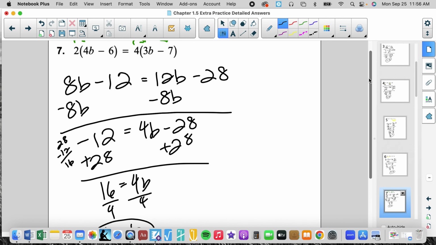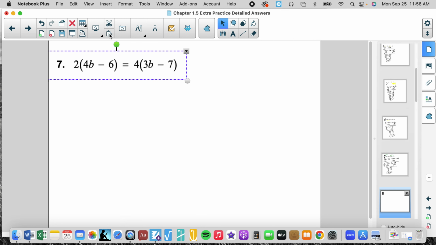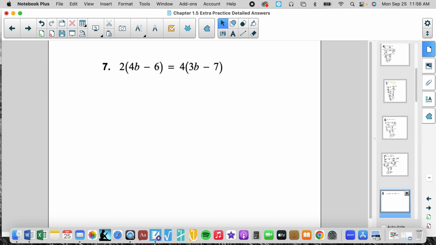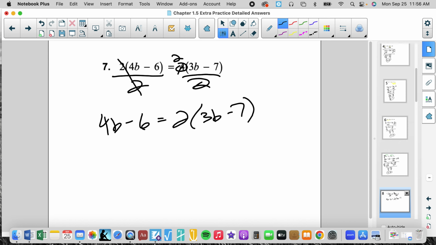Now, the other way we could have done this problem, not necessarily always the most efficient, but we can do it. Let's show. I'm going to divide both sides by 2. That cancels these two. You're left with 4b minus 6 equals, these cancel, and I get 2 times the quantity 3b minus 7. 4b minus 6 equals 6b minus 14. Subtract the 4b.